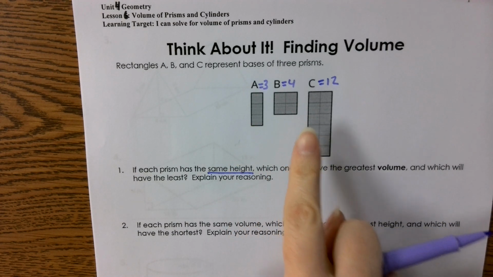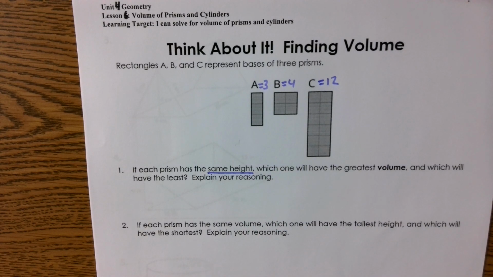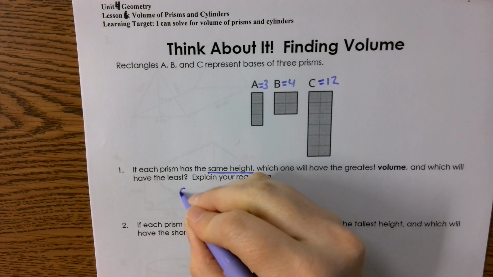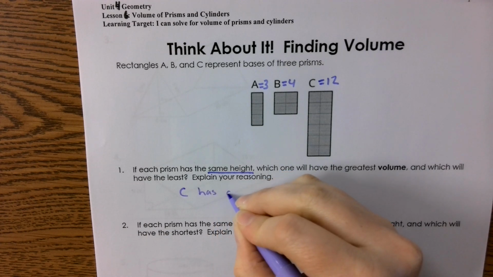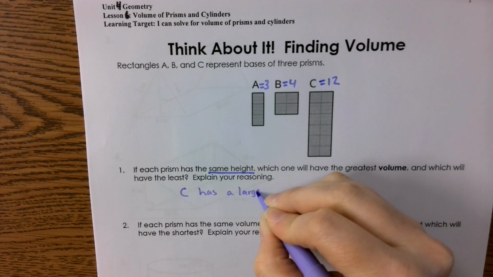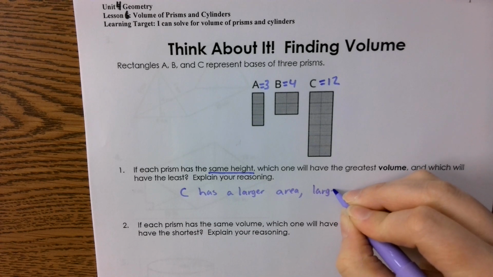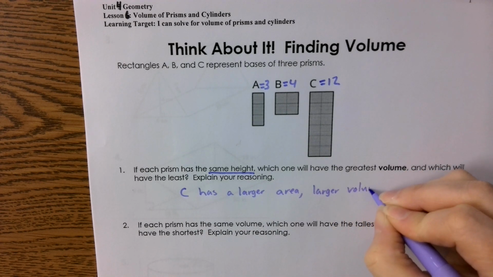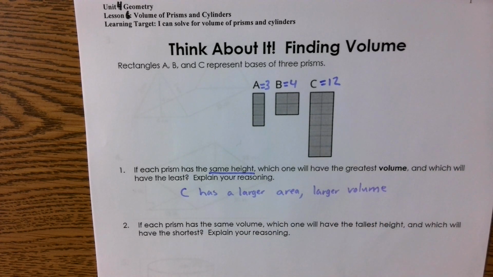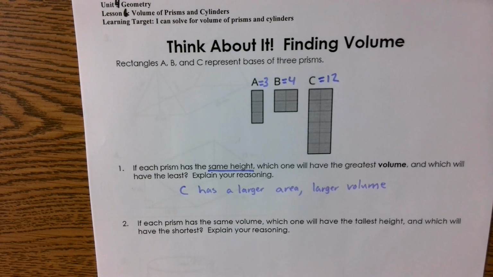So if they're going to have the same height, then you're focusing on which one has a larger area to begin with. So since C has a larger area, it's going to have a larger volume. Again, only because the heights are the same. Now, if the heights were different, that wouldn't be necessarily the case, okay?